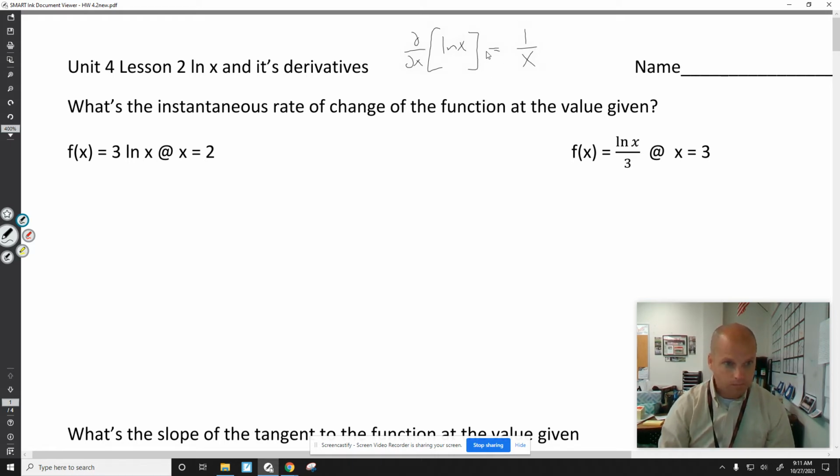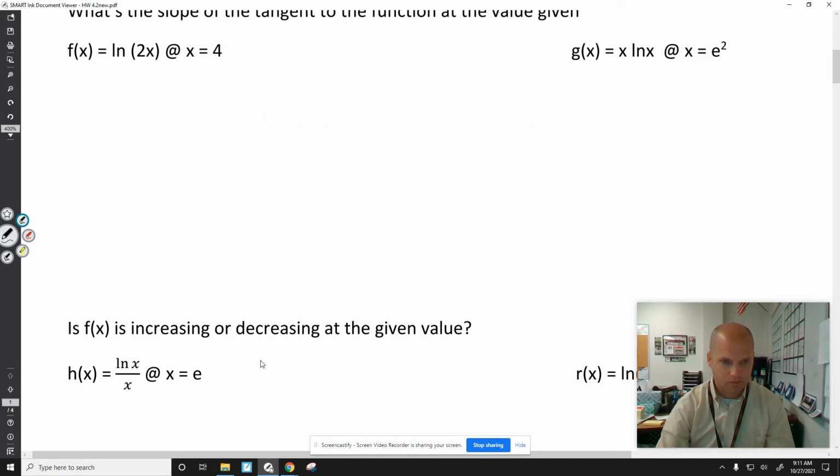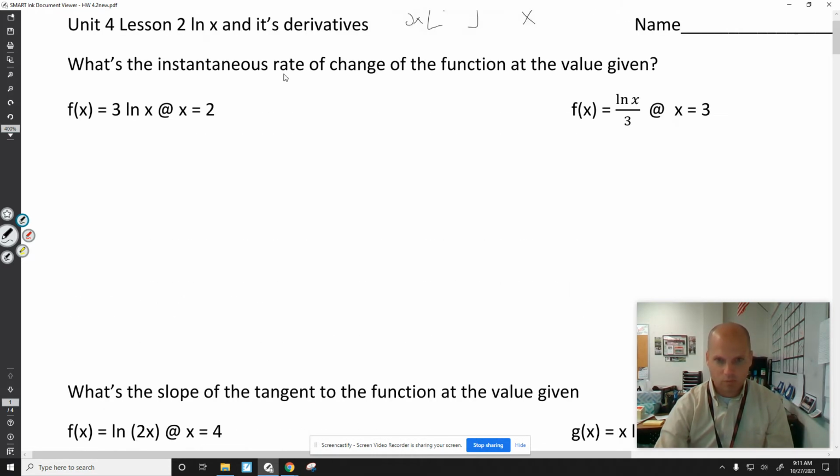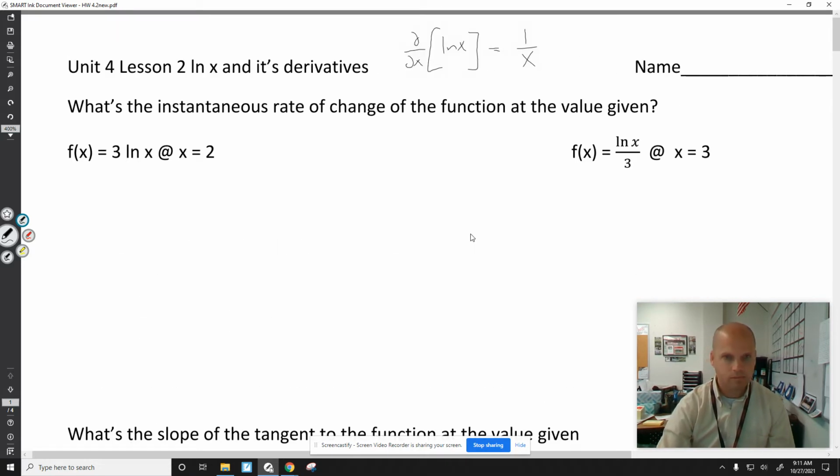So I asked some questions just to try to trip you up, but they're all the same. Instantaneous rate of change of a function, tangent slope. Slope of the tangent, tangent slope. This is just: what's the derivative? What's the derivative at 2, at 3? What's the derivative at 4? What's the derivative at e squared?